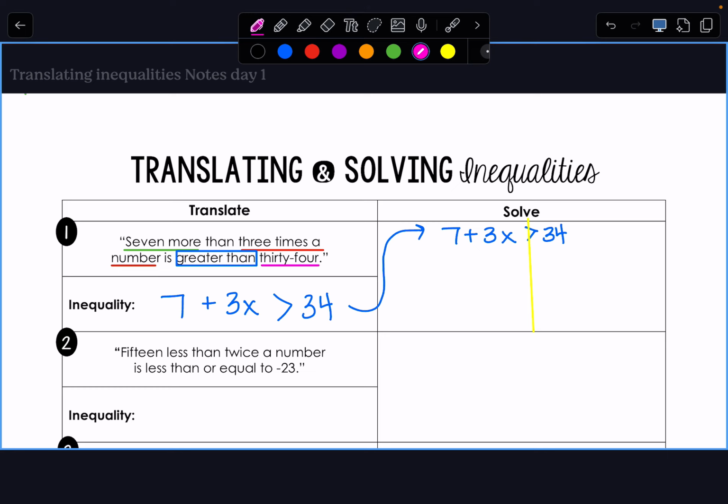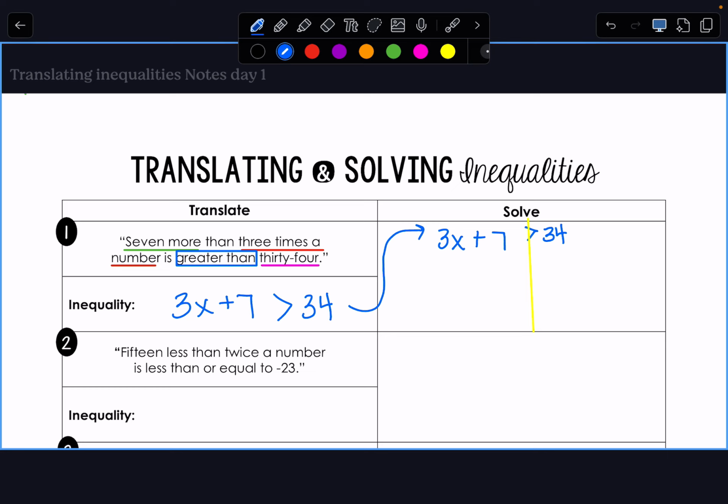Kira? Oh, Kira has a great question. Is 3x plus 7 the same thing? It is. Addition can go either way. If it was subtraction, no. But when it's addition, we can write it either way. So this is perfectly fine. Whether you have it like this or 7 plus 3x, it doesn't matter. And it also does not change our first step.